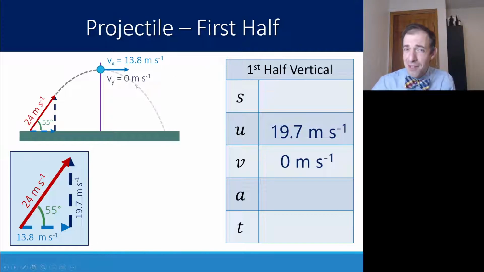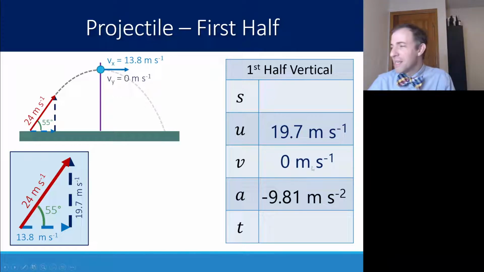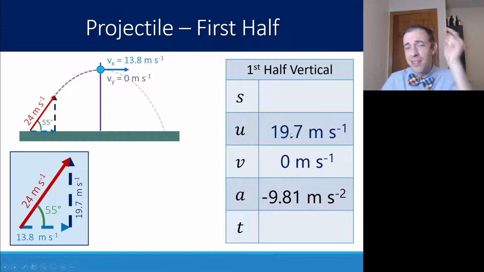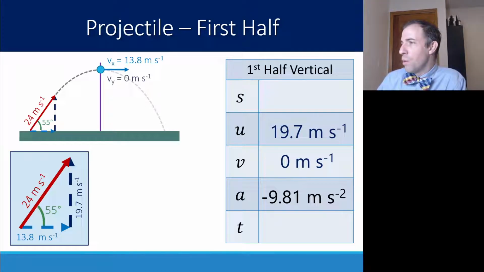We know that the final velocity, the velocity at the top of our first half of this problem, is 0 meters per second. And we know the acceleration is negative 9.81 meters per second squared. Here it's important to count that as a negative because we are saying that our initial velocity is in the positive direction. So the acceleration must be going down. That's a negative.